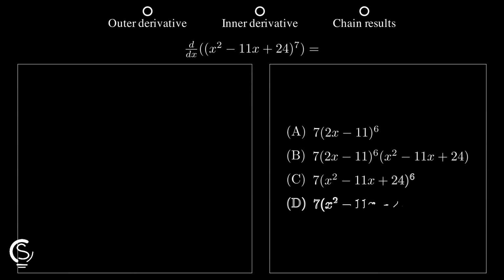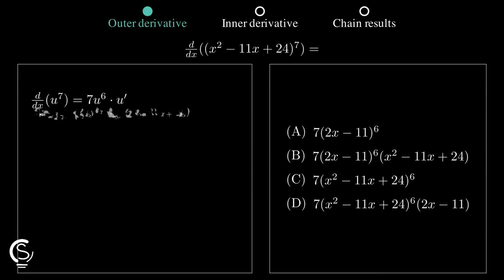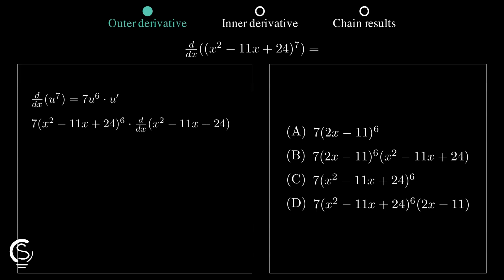Start by applying the power rule to the outer exponent. Bring the 7 down and reduce the power by 1, keeping the inner expression exactly as it is for now. Boom!